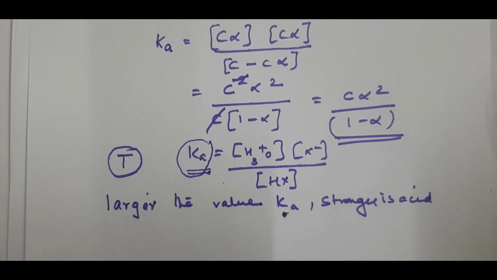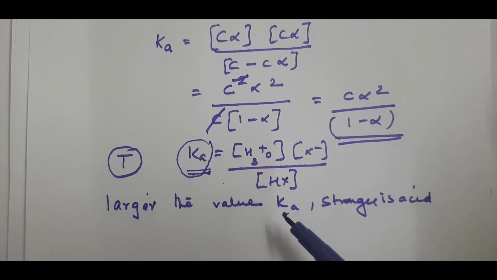But what about the pKa? It is inverse, right? Smaller the pKa, stronger is the acid. But larger the Ka, stronger is the acid, because Ka and pKa are inversely proportional.